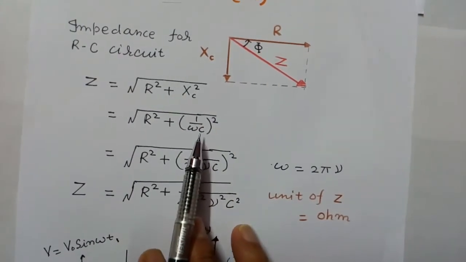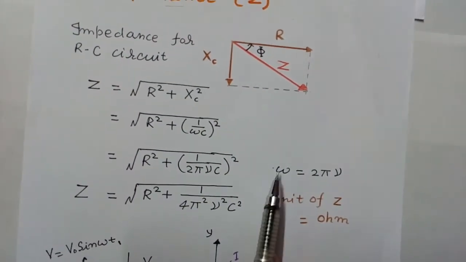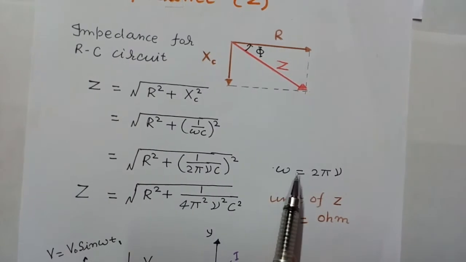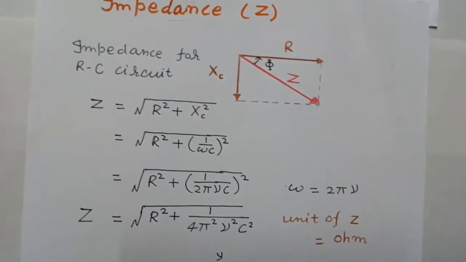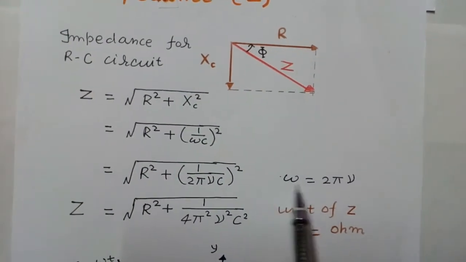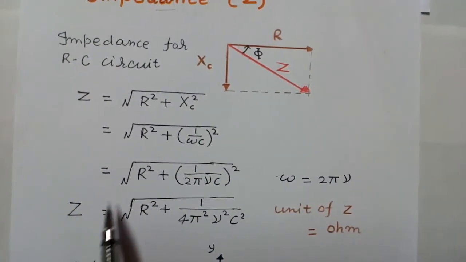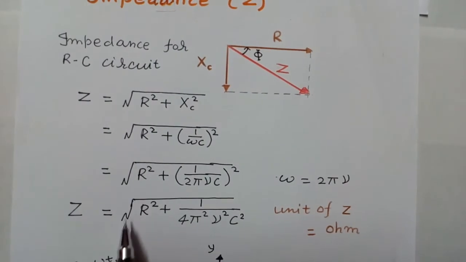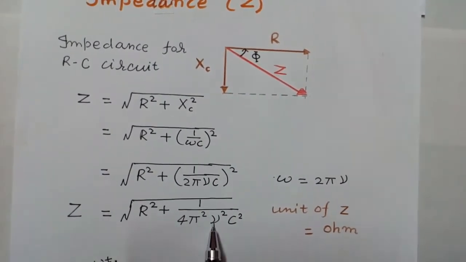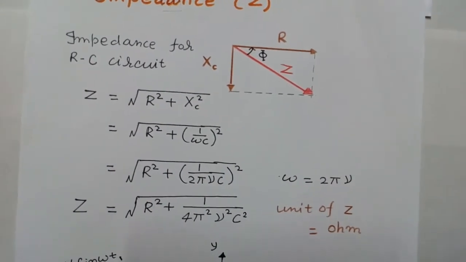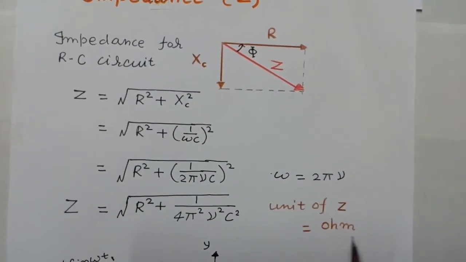Put the value of XC, which is equal to 1 upon omega C, and as omega is equal to 2 pi nu, where nu is linear frequency of alternating current and omega is angular frequency. So this Z is equal to under root R square plus 1 upon 4 pi square nu square C square. Now unit of this Z is ohm.